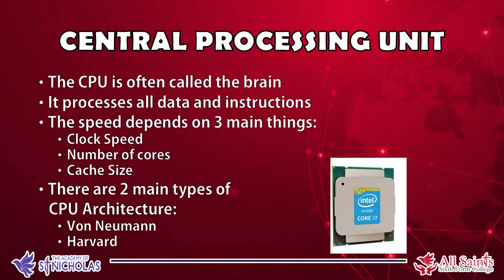First one is clock speed. This is how many times it will go around the cycle, and we're going to go through that cycle in a sec, but the cycle is called the fetch, decode, execute cycle.